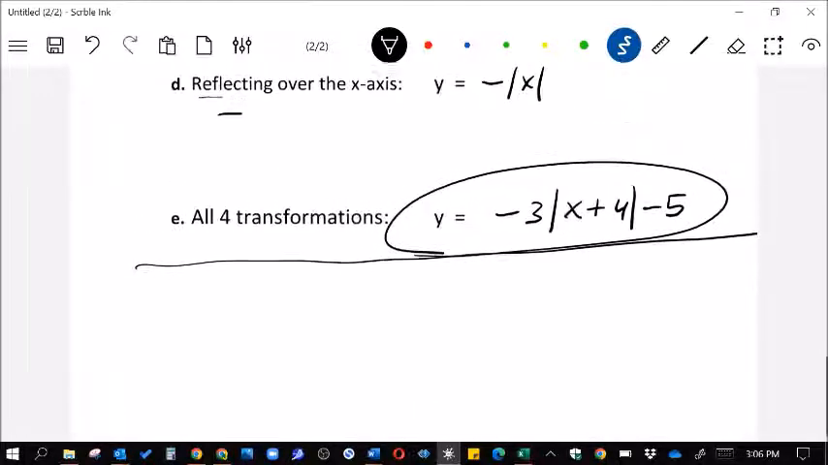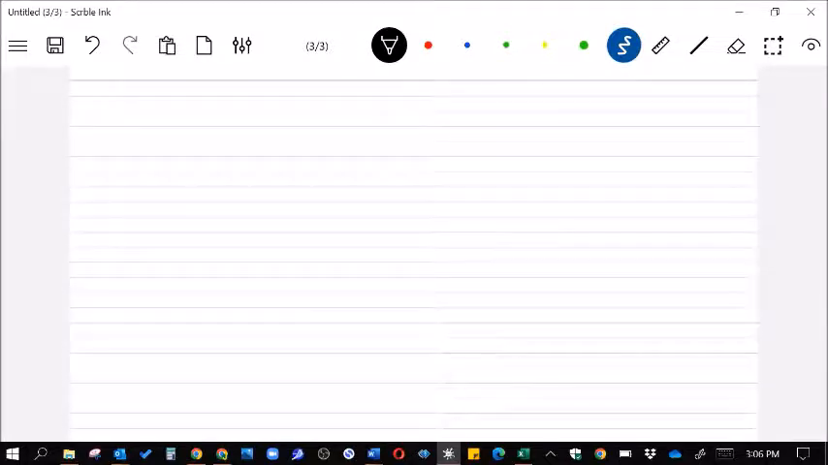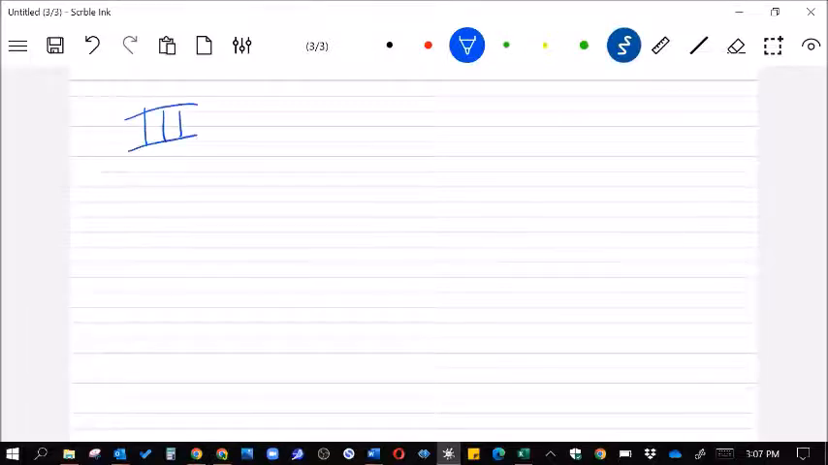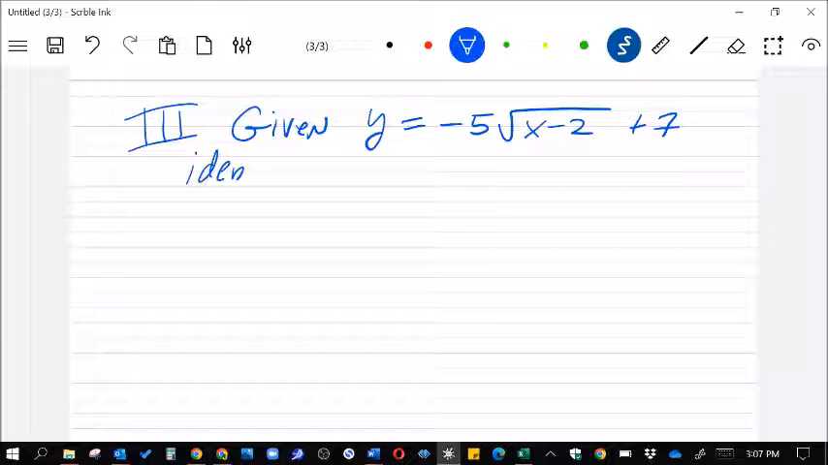Now there's just enough room here for one more thing. And actually I'll do this as another page here. Okay. And so let's do a part 3. Given y equals negative 5, this time we'll do a square root function, x minus 2 plus 7. Identify the transformations.